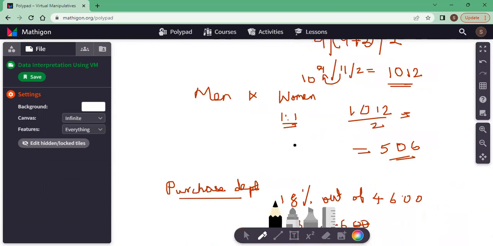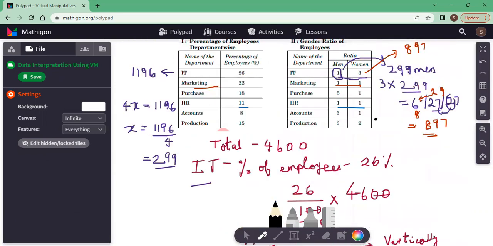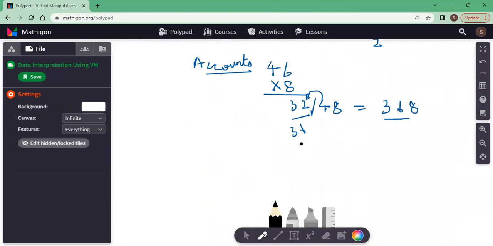Now what is the ratio of men and women given here? It is 3:1. Men and women ratio is given as 3:1, which is nothing but 4. So you have to divide this 368 by 4. That's all.